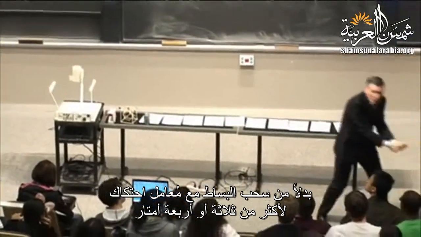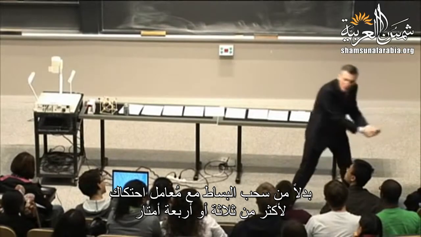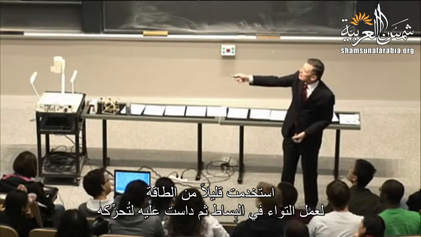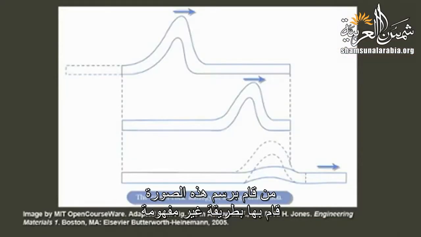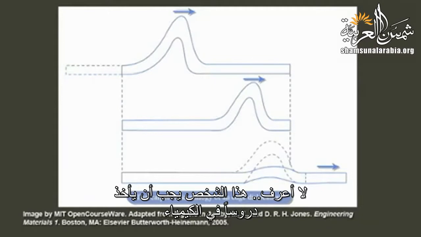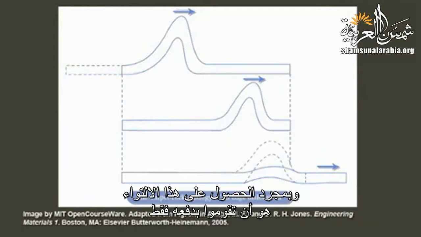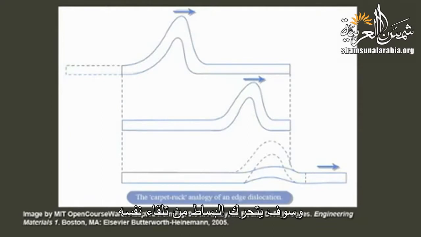Instead of having to pull the rug with its coefficient of friction over 3-4 meters, all she had to do was come up with enough energy to make the kink and then stamp the foot. This person's really doing it the hard way. I don't know, this guy must have taken classical chemistry or something. But you see, all you've got to do, once you get that kink, you just push and it'll go by itself.